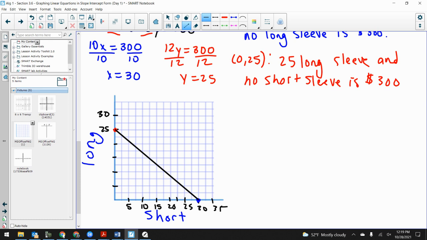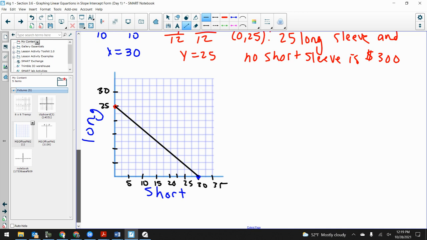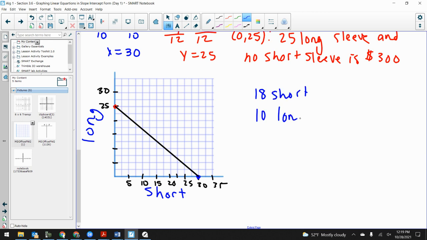It then says to find 3 possible solutions in the context of the problem. Did anybody find a solution? I think I gave one on the key. Which one did I give on the key? What did it say? I don't remember offhand. Addie? I said 18 short, 10 long. How would I have checked that if that was truly a solution?